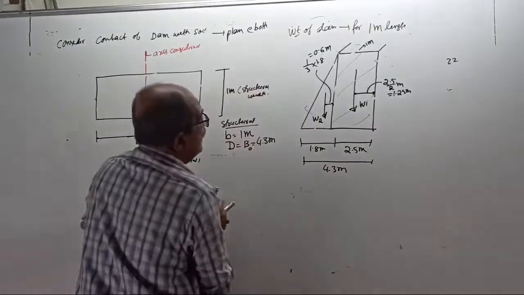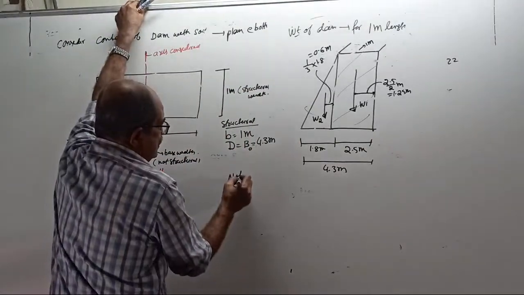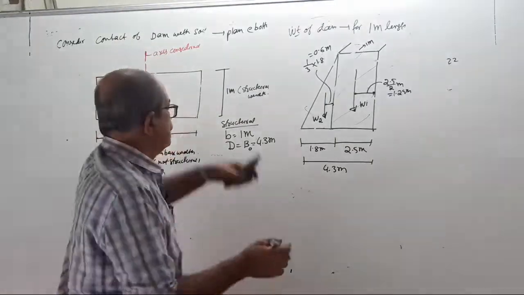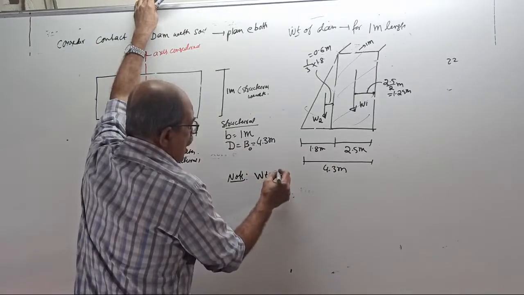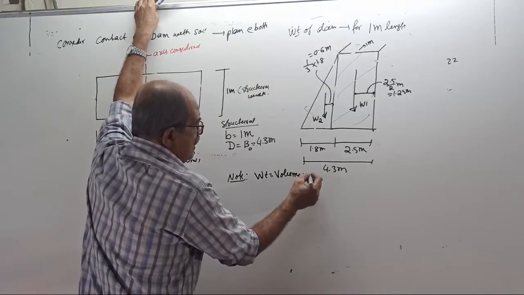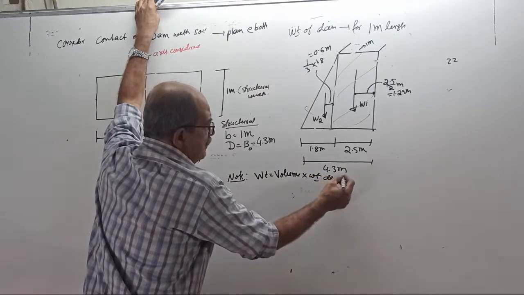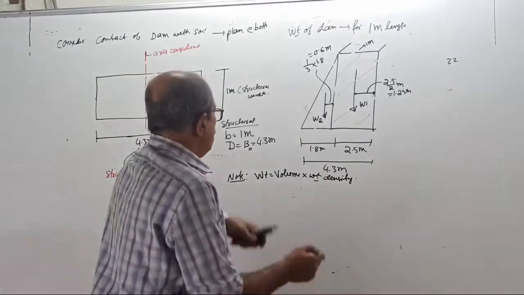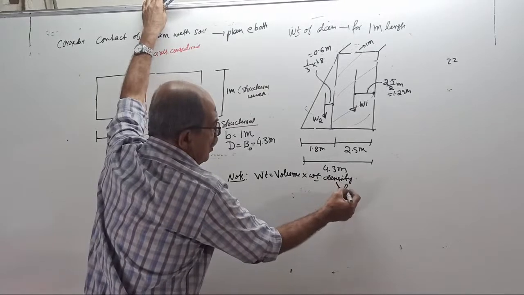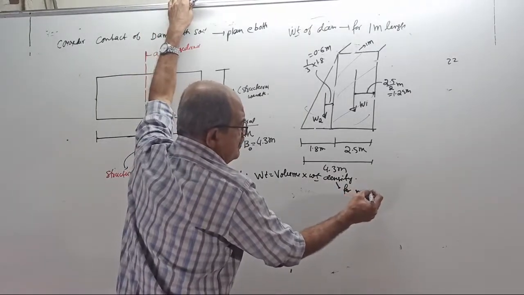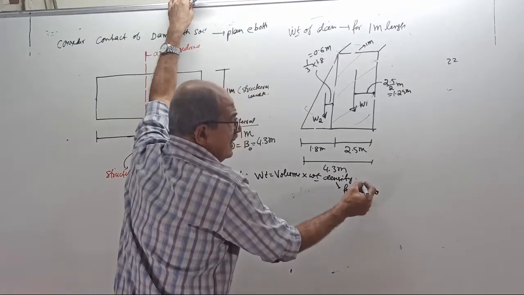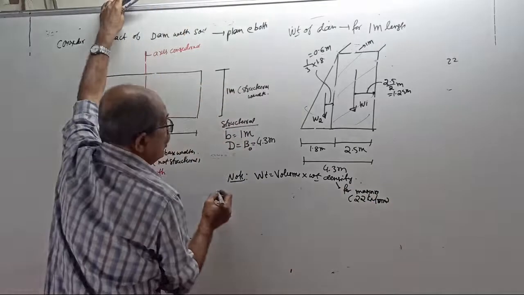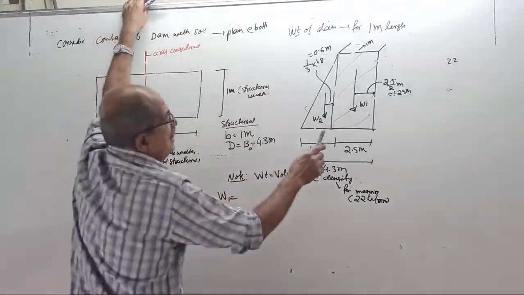W1 and W2. Remember, note, the weight of water will not come, the pressure will come later. Note, weight equals volume into density, volume into weight density. If you don't know this, better not continue my course. This is PUC, high school level. The weight density for dam material, masonry dam, earth masonry, is given as 22 kilonewton per meter cube. Therefore, your W1 equals volume 2.5.